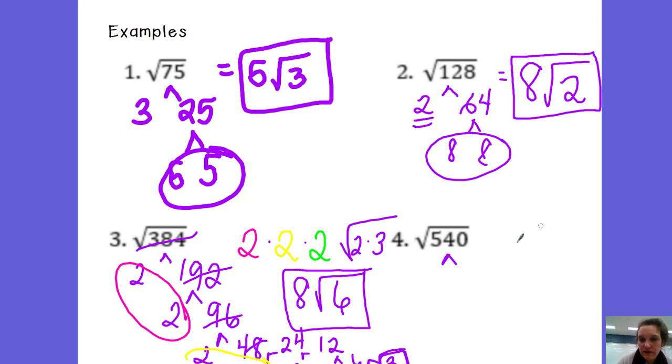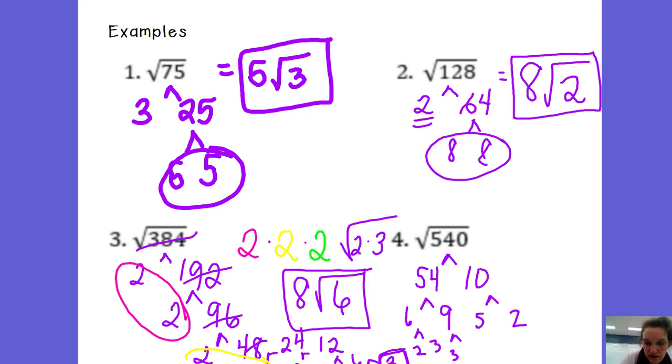Okay, and then finally number 4, square root of 540 is 54 times 10. Whenever something ends in 0, it's a multiple of 10. 54 is 6 and 9. 10 is 5 and 2. 6 is 2 and 3. And 9 is 3 and 3.